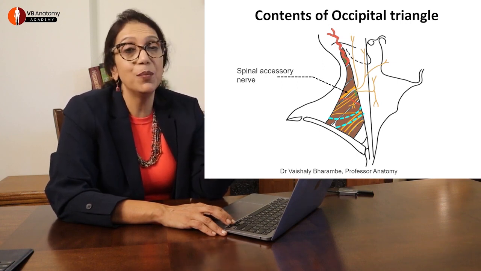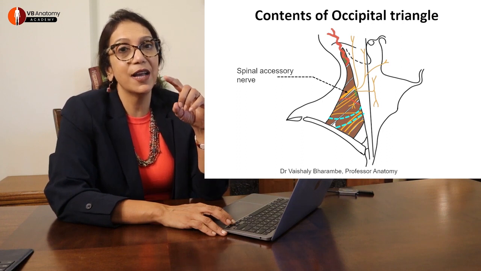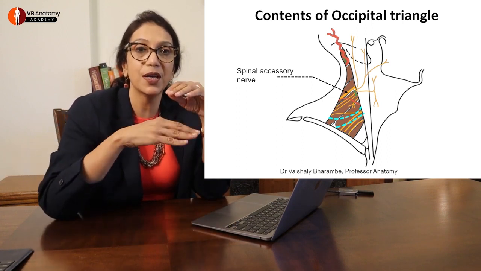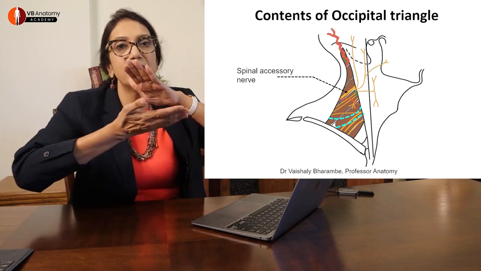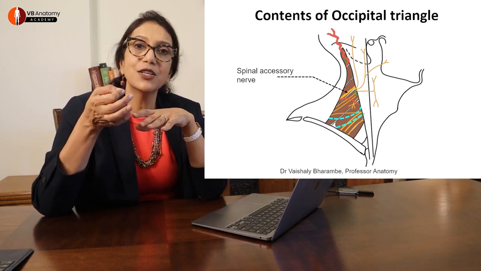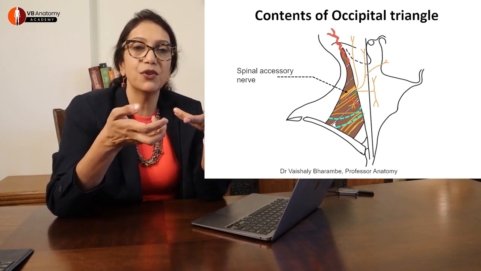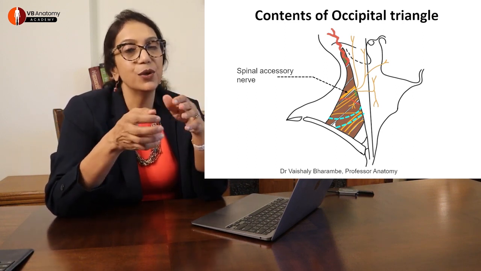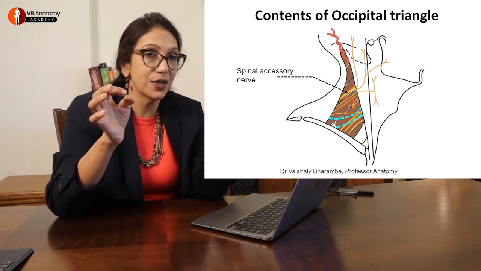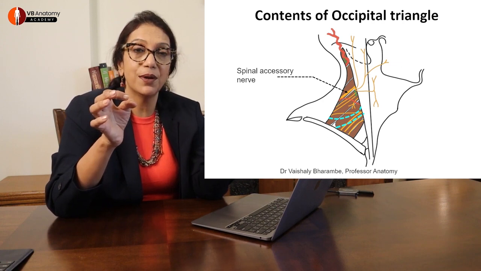Now this is very important because this nerve actually is not covered by prevertebral fascia. It lies flush with the deep cervical fascia, which is the roof. So the moment you take an incision to enter into posterior triangle, unless you are careful, you are going to cut the spinal accessory nerve. So this relation is very, very important.